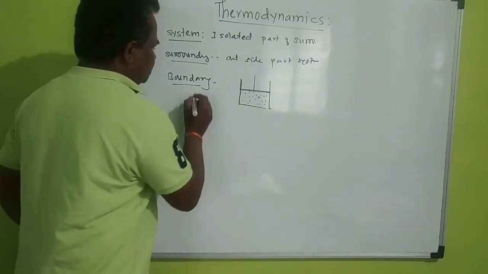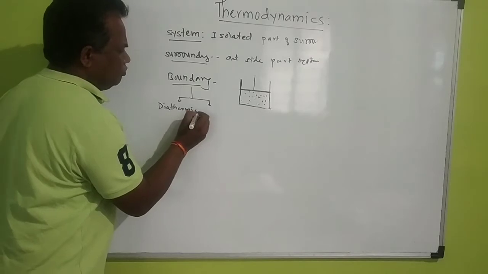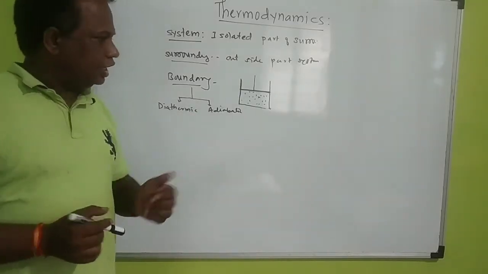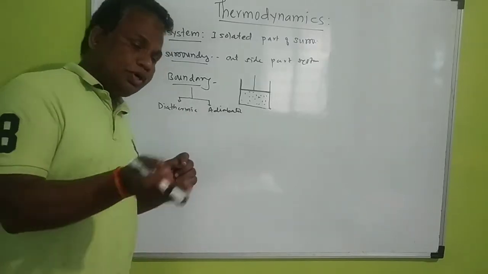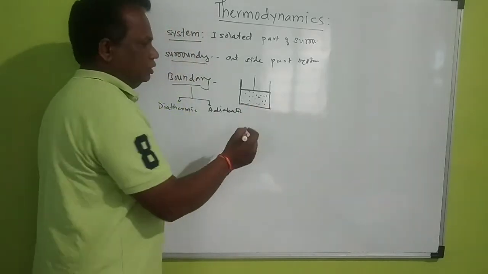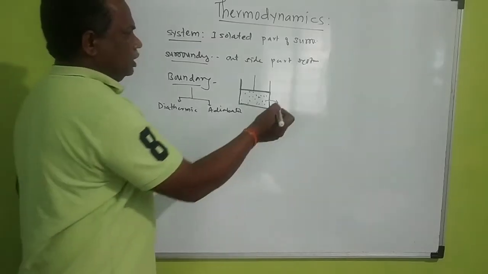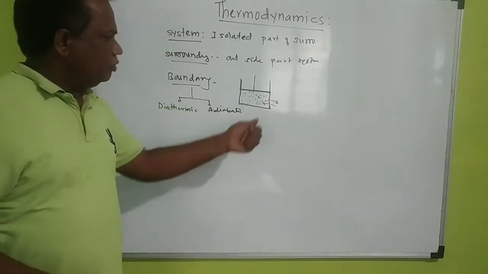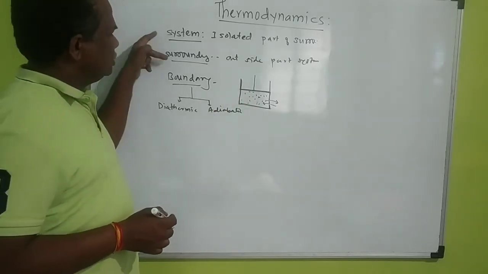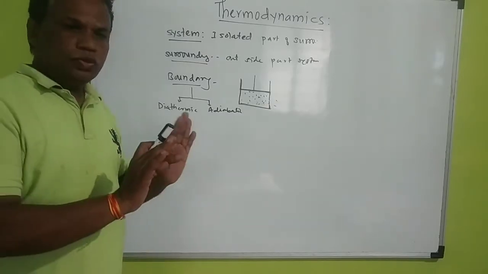Already we know there are two types of boundaries. One is called the diathermic boundary, and the other is the adiabatic boundary. The diathermic boundary exchanges heat energy with respect to the surrounding, and the adiabatic boundary does not exchange heat energy. So if this boundary is diathermic, that is metal, then a large amount of energy inside the system goes to the outside. If some heat is extra in the surrounding, that heat goes into the system. So there is exchange of heat energy between surrounding and system by using a diathermic boundary. But if the boundary is adiabatic, there is no exchange of heat energy.